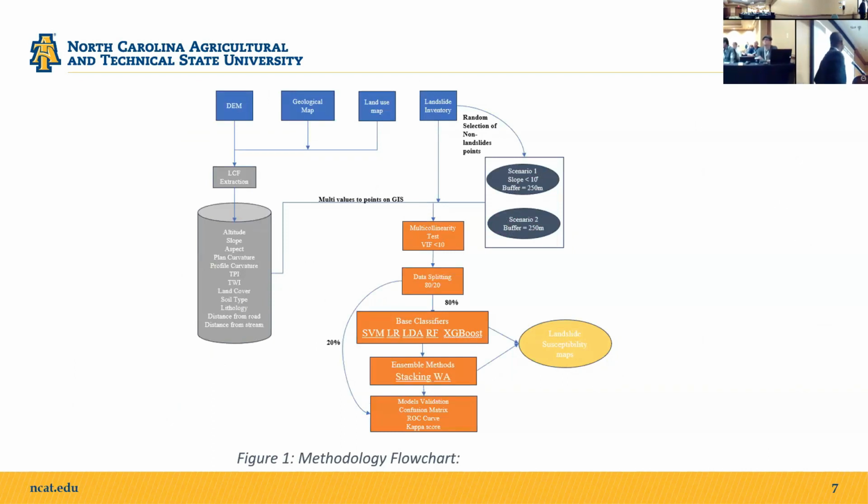So this is the flow chart of the methodology. All these are the derivation of the landslide conditioning factors. The landslide conditioning factors are those factors that we consider as factors that can lead to landslide, not a triggering factor. The triggering factor can be an earthquake or rainfall, as I said earlier. So we generated the conditioning factors in ArcGIS Pro. Then we created a random selection of non-landslide points using ArcGIS Pro as well.